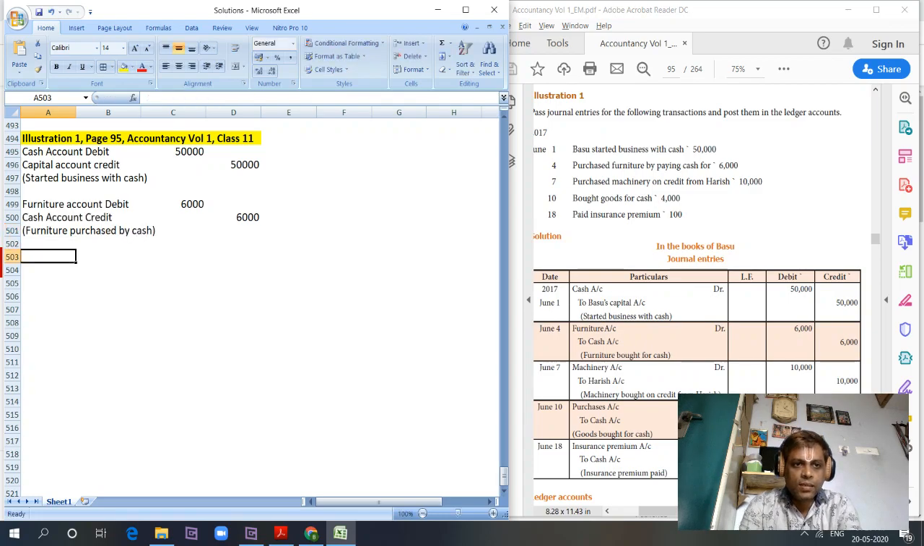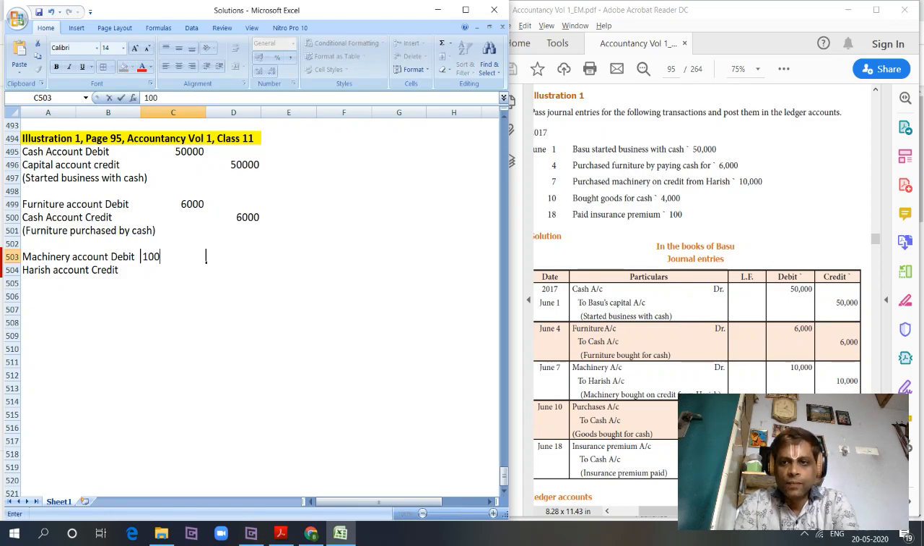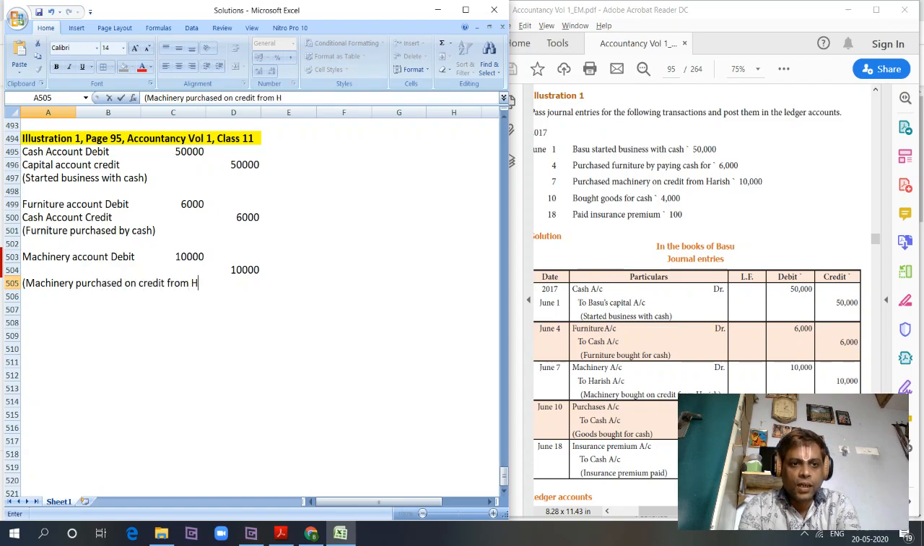Next entry is purchased machinery on credit from Harish. So machinery account debit, Harish account credit. Purchased machinery from Harish on credit. Machinery account is 10,000 rupees debit and Harish account is 10,000 rupees credit, Harish being a sundry creditor. Machinery purchased on credit from Harish.